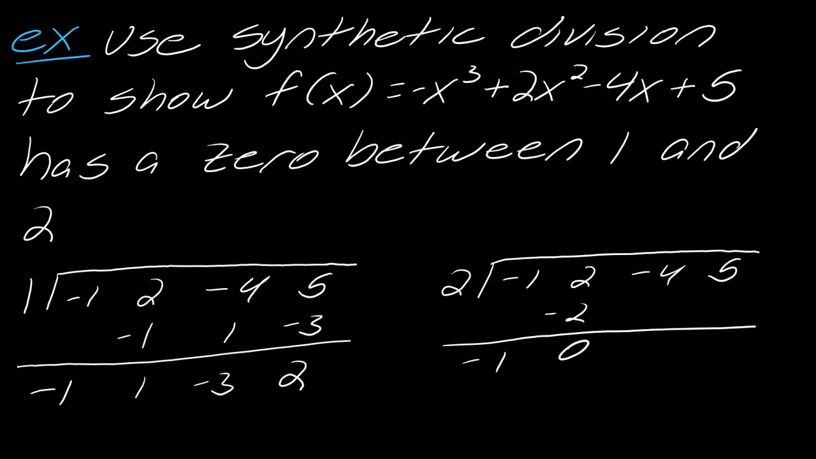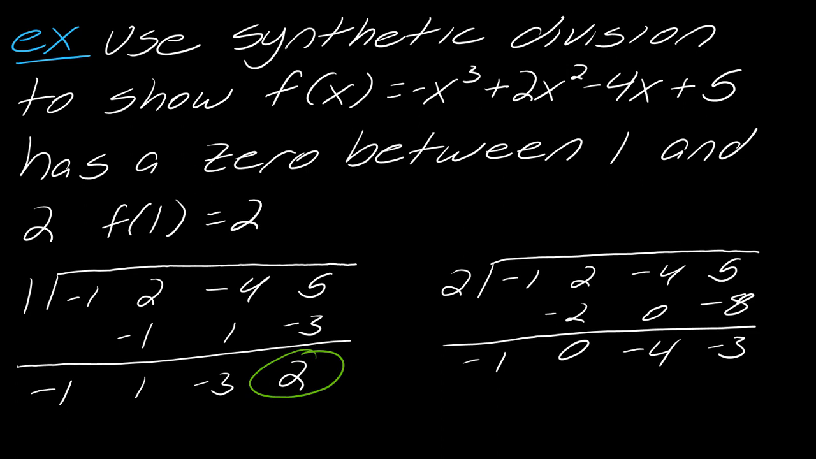-1, -2, 0, 0, -4, -8, -3. Okay, so now we can make a conclusion here. So what do I know is the value of f of 1? From the remainder theorem, the value of f of 1 is this right here. So this equals 2. And what is the value of f of 2? The value of f of 2 is this value right here. So this is going to equal -3.